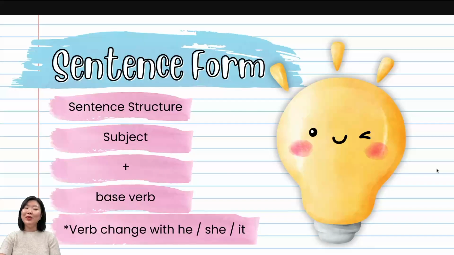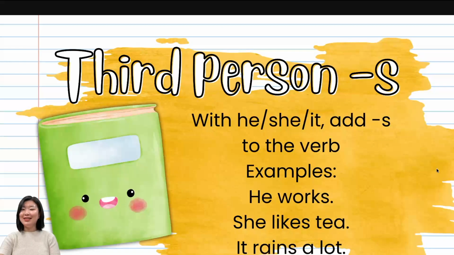First, you always want to write your subject, and then the base verb. The verb changes with he, she, or it, which is the third person singular. So, third person S. With he, she, it, you must add S to the verb. For example, instead of saying work, you have to say works. So here, he works. She likes tea. It rains a lot. You see that it ends with S.